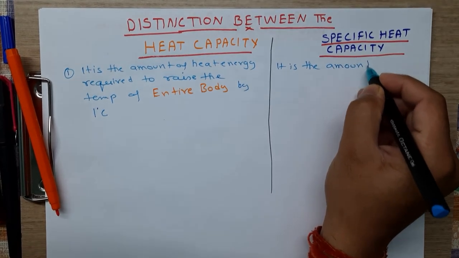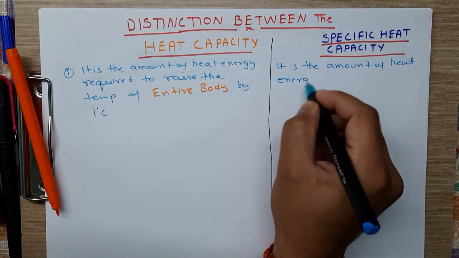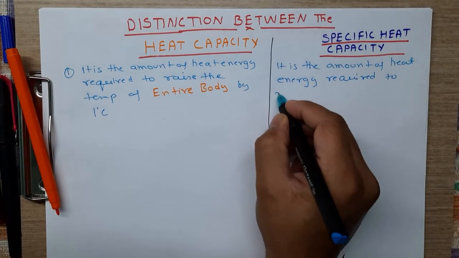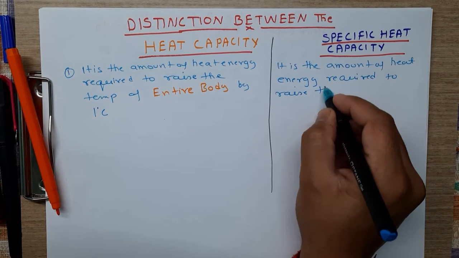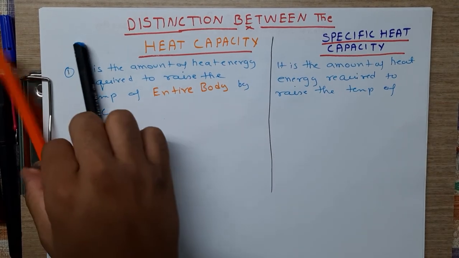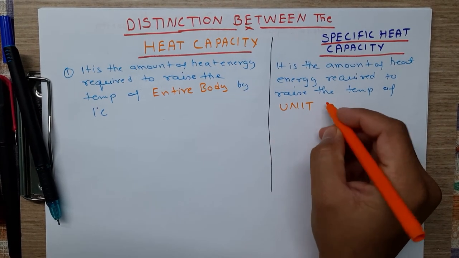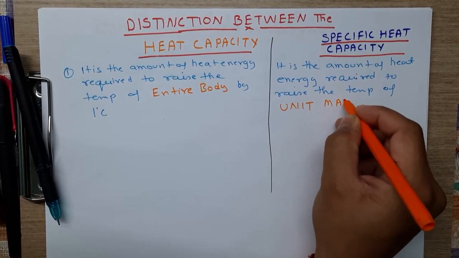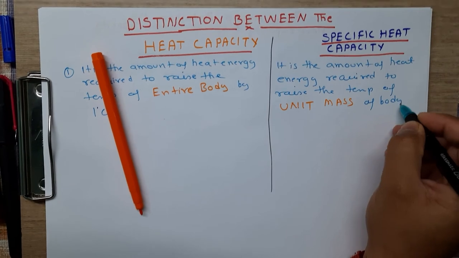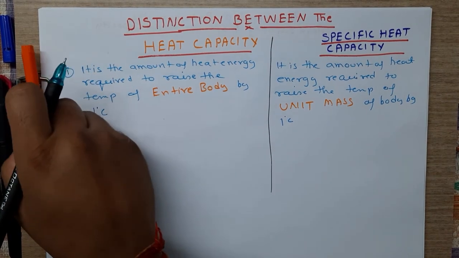amount of heat energy required to raise the temperature of, now here the keyword is unit mass or one unit. So here we are talking about unit mass of body by 1 degree Celsius, right? So this is the very first difference.